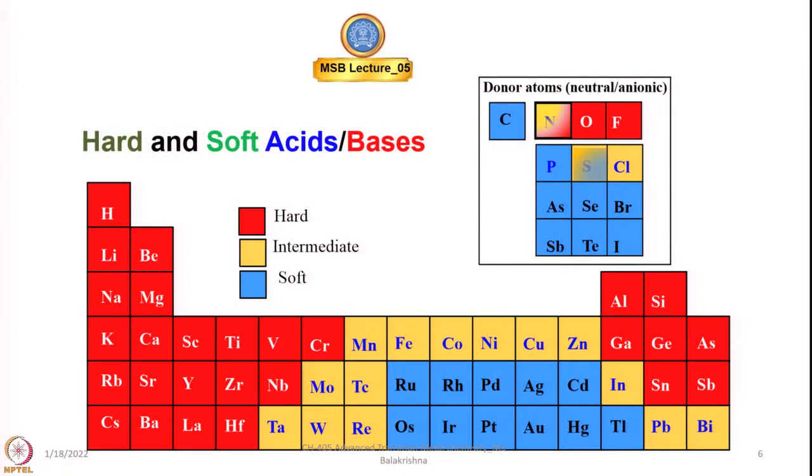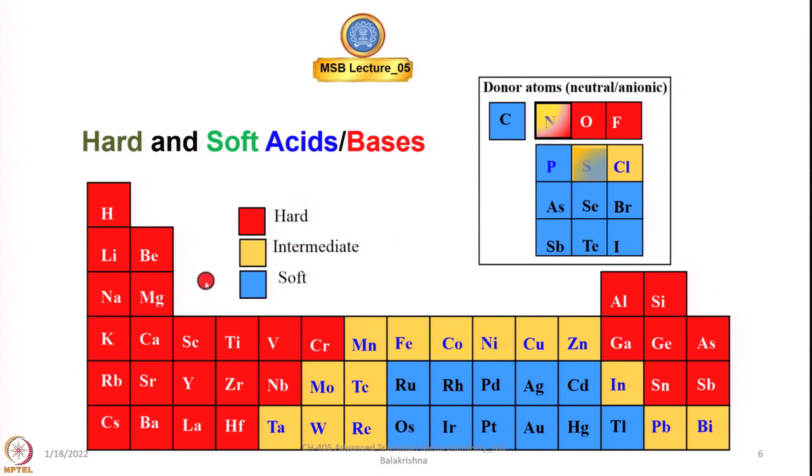So, the figure that I am going to show gives hard soft trends for acids and bases in the periodic table. For bases, the major hard soft discontinuity is between the second row, that is nitrogen, oxygen, fluorine, and the rows below. You can see here hard and soft acids and bases I have given.